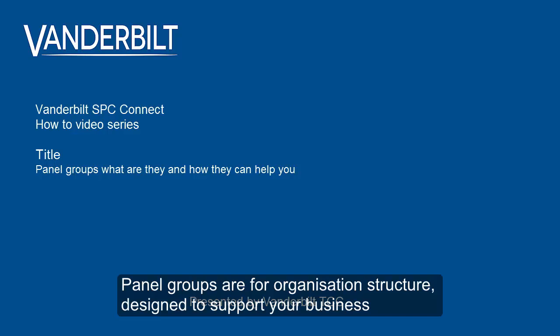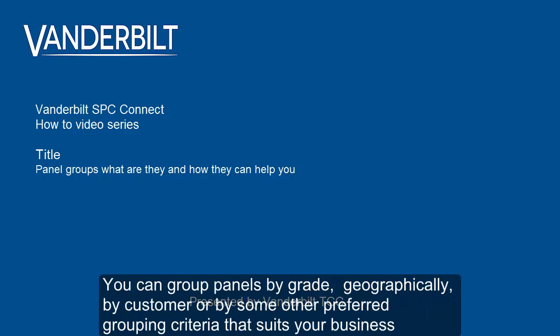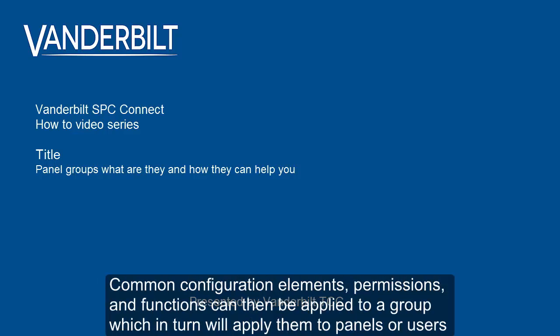Panel groups are an organizational structure designed to support your business. They make it easier to work with and apply functions to panels with a common grouping subject. You can group panels by grade, geographically, by customer, or by some other preferred grouping criteria that suits your business. Common configuration elements, permissions and functions can be applied to a group, which in turn will apply them to panels or users within that group.